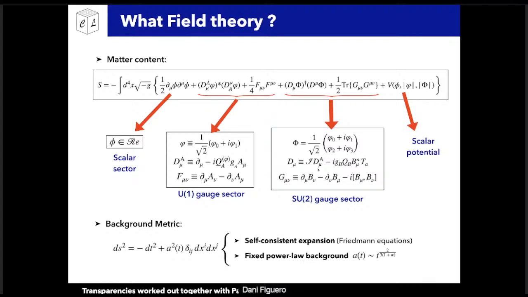Now, the expansion of the universe, of course, can be dictated either through the Friedmann equation. So you collect all the energy densities and pressure expressions from scalar and gauge fields, and you can source the Friedmann equations and solve them together with the field dynamics. Or if you want, you can put a fixed background. You can do either situation.